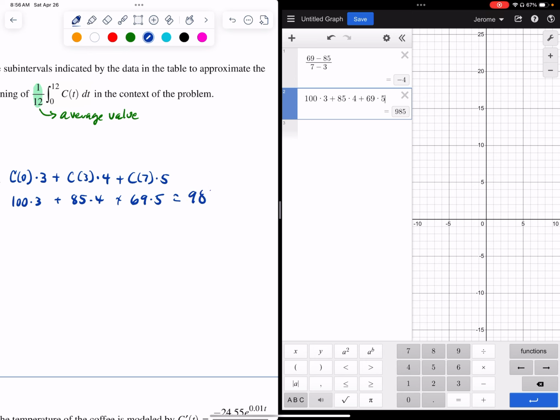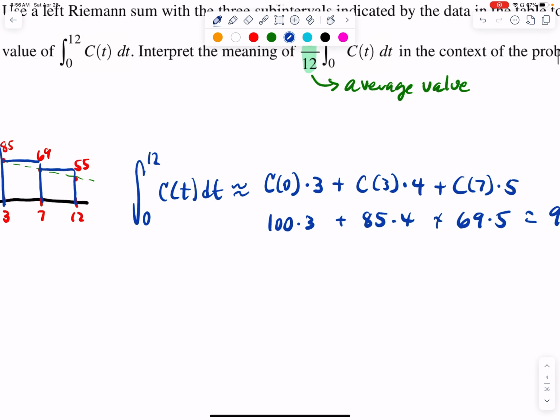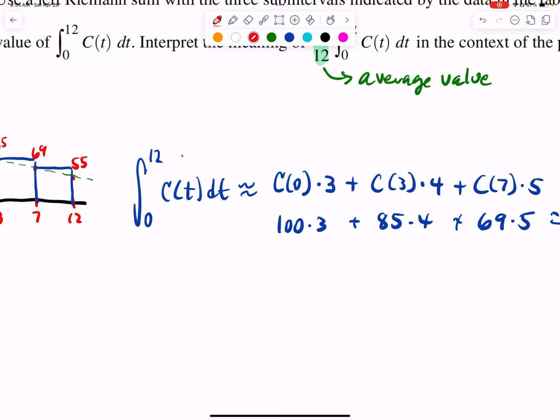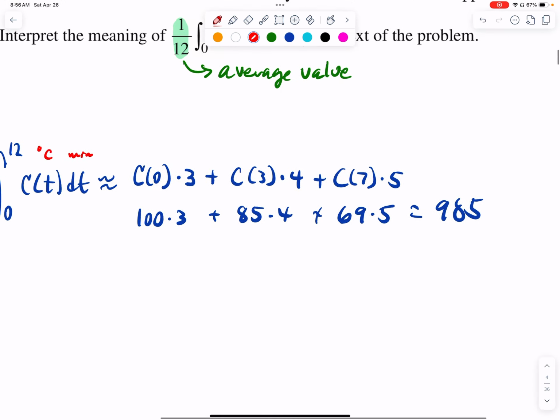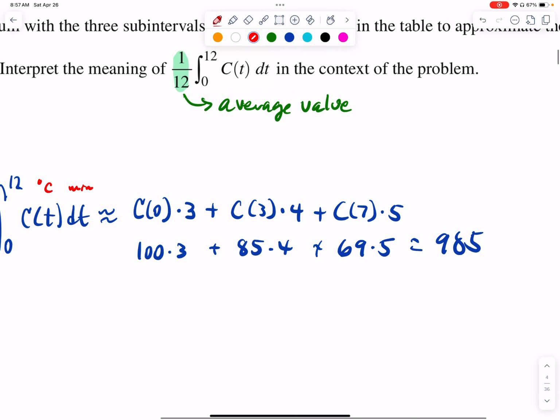985. Now, it doesn't ask you for units, and the units would be kind of bizarre on this anyway, in case you were wondering. Since the C of t has units degrees Celsius, and then the dt has minutes, you actually have degrees Celsius times minutes, which I don't know what that is. But it doesn't ask that. It does ask instead what the heck this means.